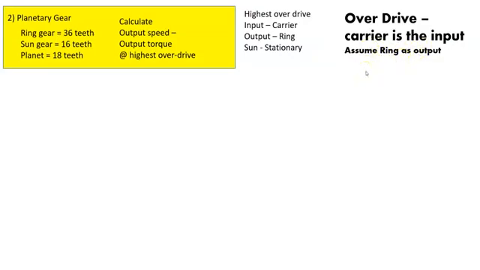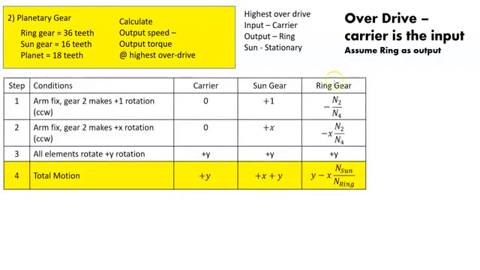So let's see. We were told to use the tabular method. So here's your table. We calculated this before, but the row I want you to pay attention to, which I've highlighted, is the total motion. The way this table is set up, the carrier is Y, so that's the value of the carrier rotation. The sun gear rotation is X plus Y. And the ring gear's rotation is calculated by Y minus X times the ratio of the sun and the ring, based on the number of teeth.